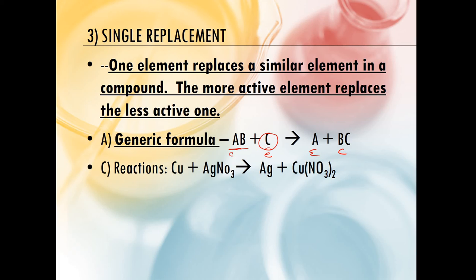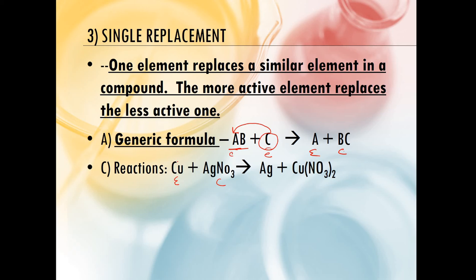So we're doing a single replacement. C is replacing A in this reaction. For example, here we have an element plus a compound, so we know we're doing single replacement.